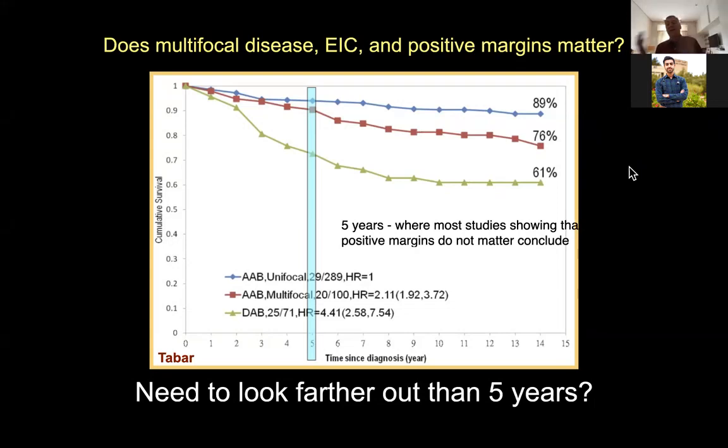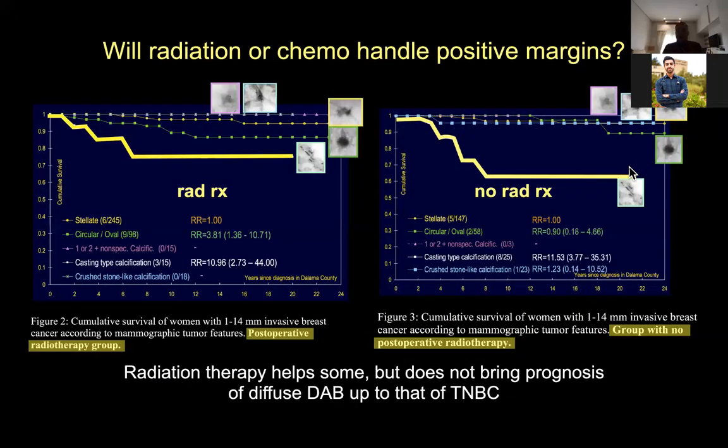Now, what about radiation? People are saying, oh, it's okay to leave DCIS components, radiation can handle it. Is that true? Well, these are the survival curves with and without radiation. And you can see that the survival curve is worse without radiation than it is with radiation for the stellate lesions. But you can see that radiation doesn't completely bring this line up to where it should be.